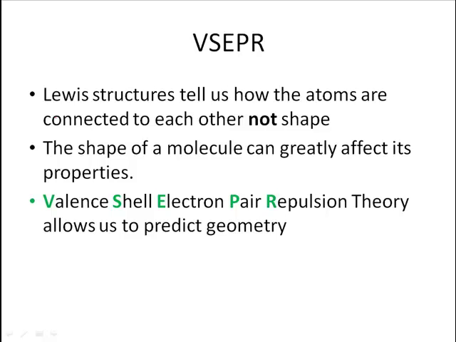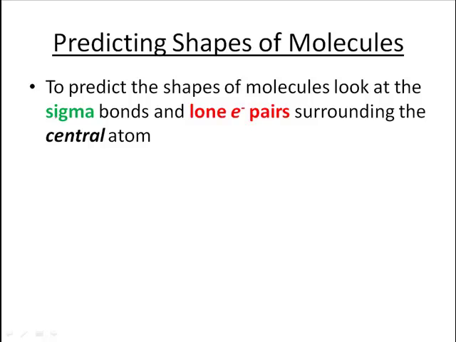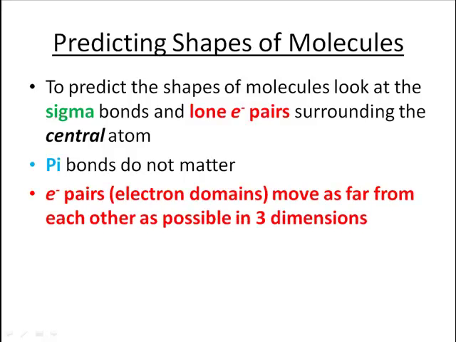VSEPR allows us to predict the geometry, so, predicting the shapes of molecules. To predict the shapes of molecules, look at the sigma bonds and the lone electron pairs surrounding the central atom. So we look at the individual single bonds, or sigma bonds, and the lone pairs. The pi bonds do not matter in predicting the shape of a molecule. The electron pairs, which are also called electron domains, move as far from each other as possible in how many dimensions? 3 dimensions.